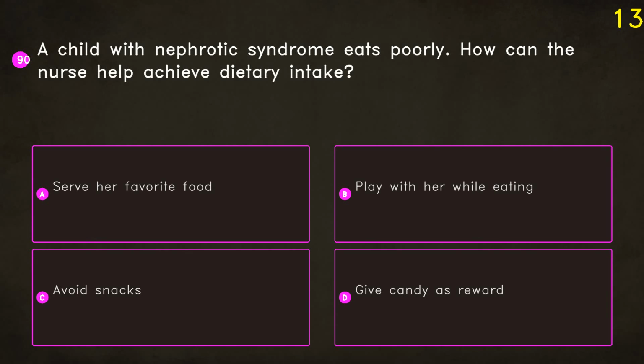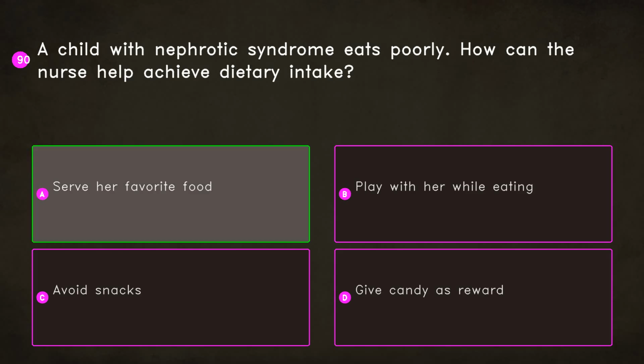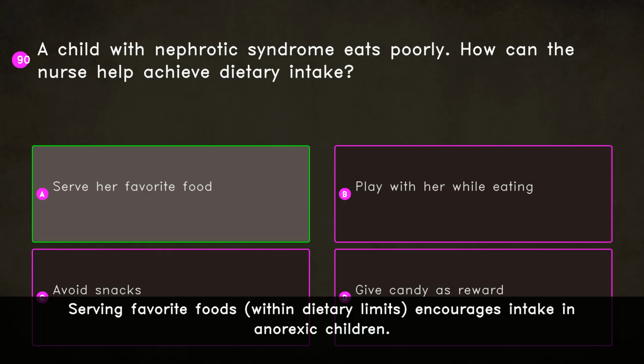Question 90. A child with nephrotic syndrome eats poorly. How can the nurse help achieve dietary intake? A. Serve her favorite food. B. Play with her while eating. C. Avoid snacks. D. Give candy as reward. The correct answer is serve her favorite food. Serving favorite foods, within dietary limits, encourages intake in anorexic children.